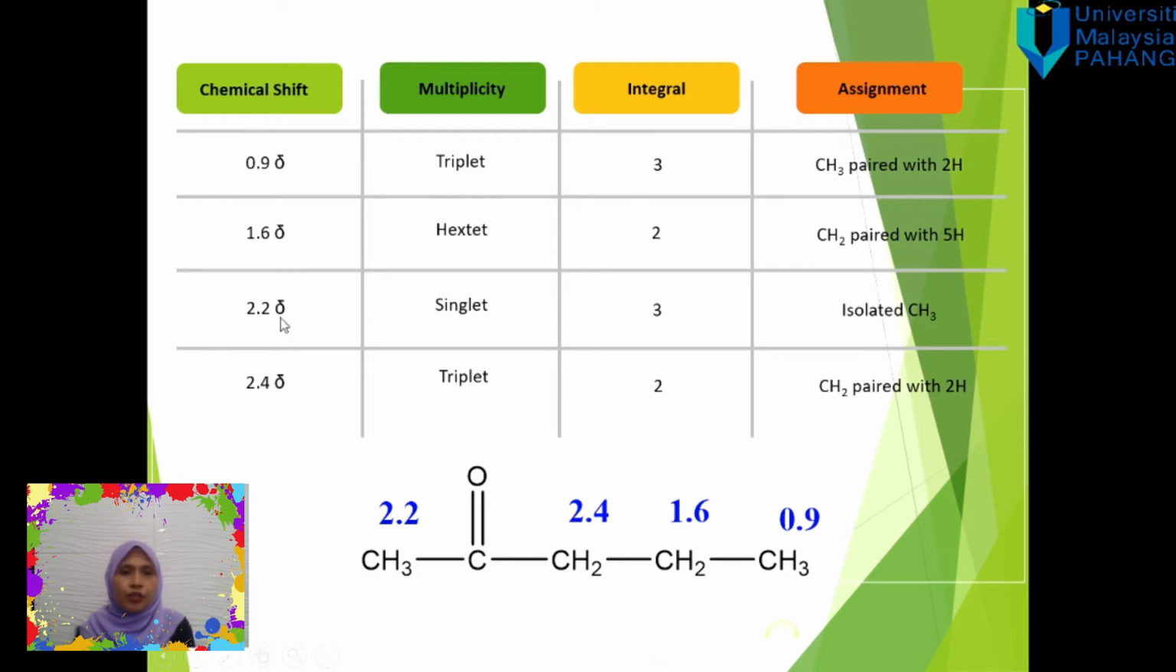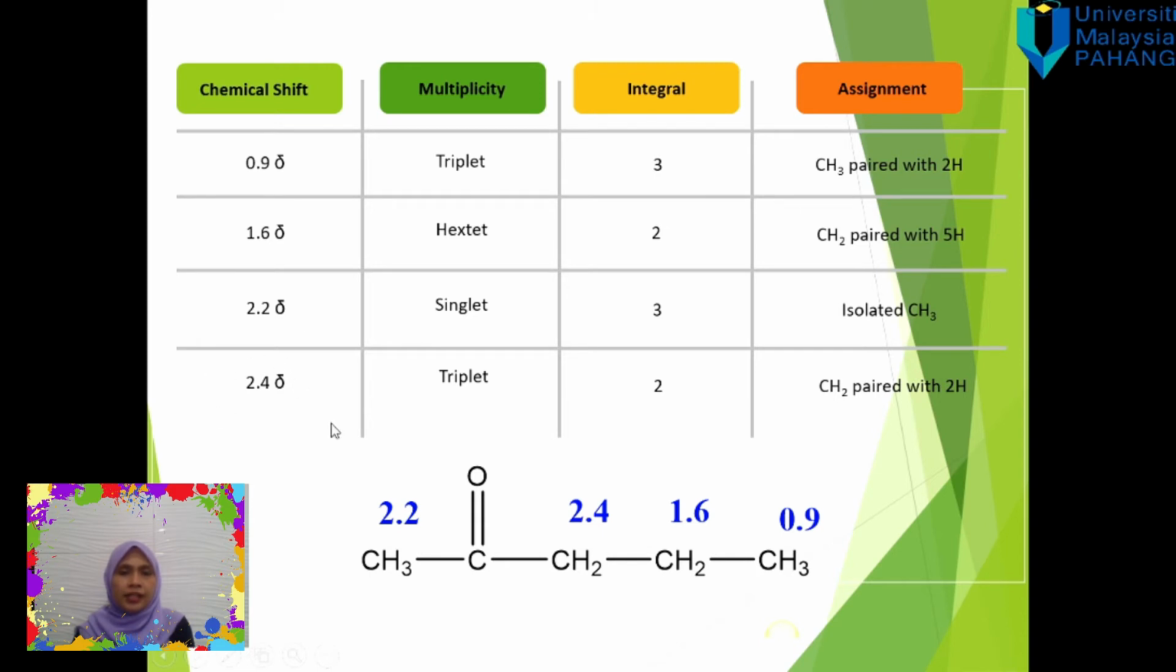And the next signal, 2.2, is a singlet, meaning this is an isolated proton set, and the integral is 3. It means this is CH3. The assignment will be an isolated CH3. Why has this CH3 become more downfield? It might be attached to an electronegative atom.